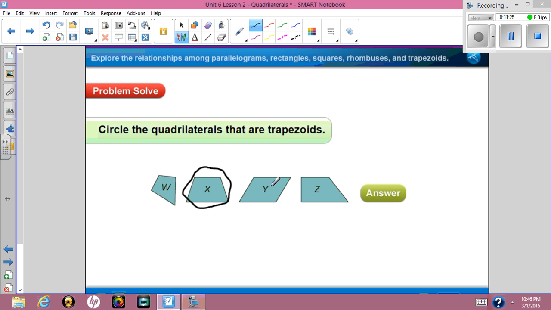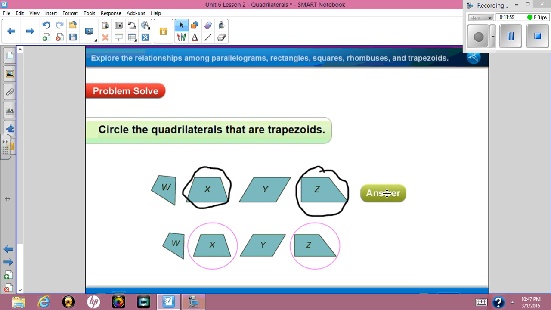Let's look at this Y. Y has a pair of parallel lines. It has two. Can it be a trapezoid? Remember the terminology. A trapezoid has exactly one pair, so it does not fit. Let's look at Z. Z has one pair here. Are these parallel? Not at all. So this one fits the attributes of a trapezoid. Let's see if we are correct. We are.